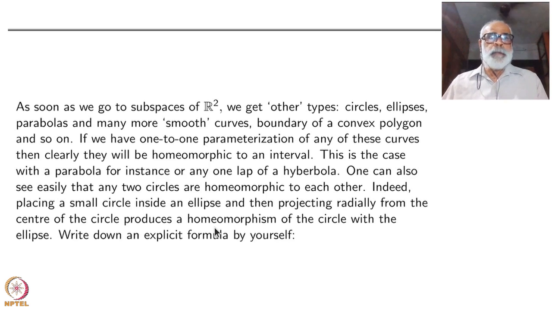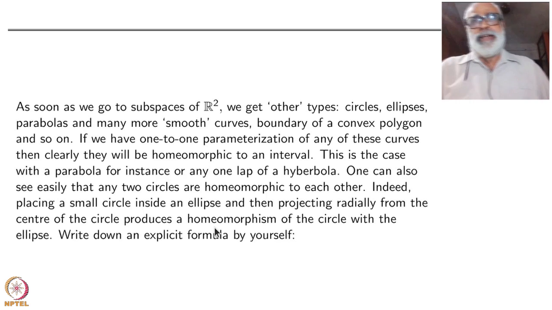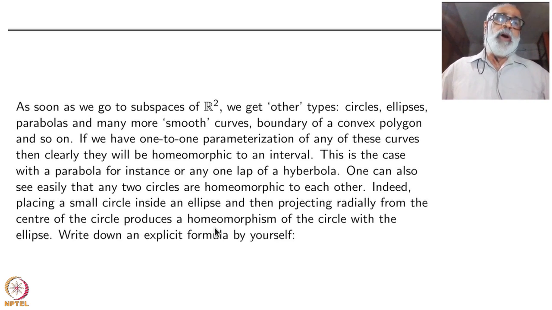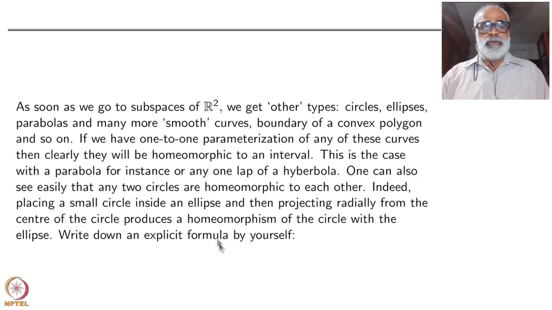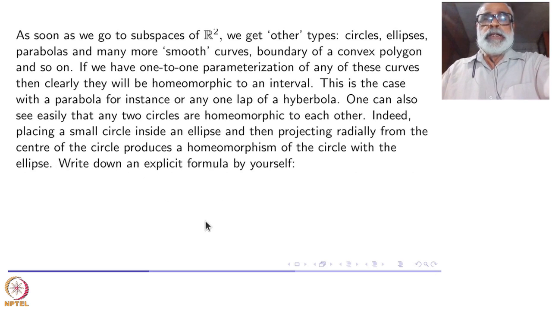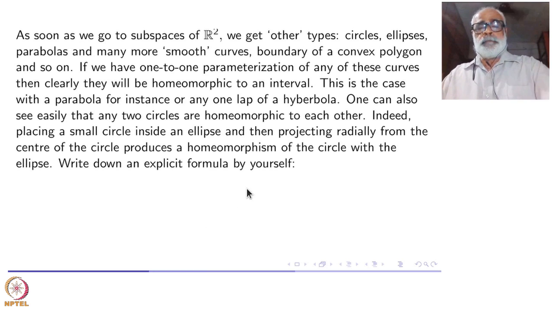But if you take a pentagon or any hexagon and so on, any convex polygon, writing down a formula is a little more difficult. But geometrically you can easily see that all of them are homeomorphic to a circle, and any two circles themselves are homeomorphic to each other. Okay? You try, at least write down a formula from a triangle to a circle. Okay? For each time, what triangle? Is it an equilateral triangle? Where are the vertices? All this you have to bother about.